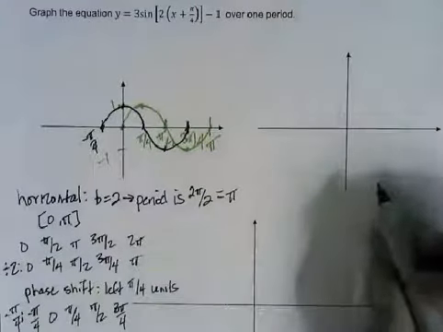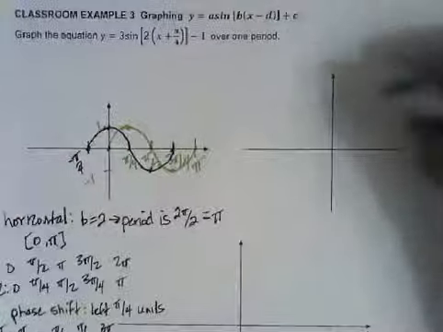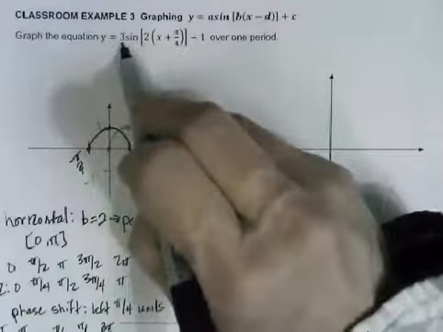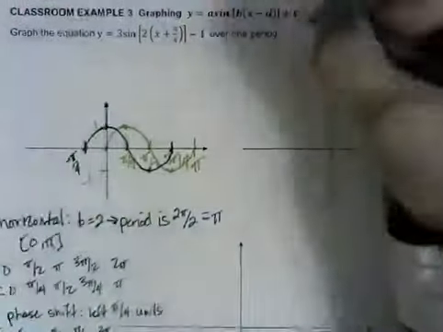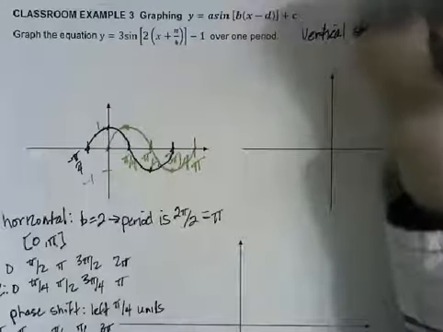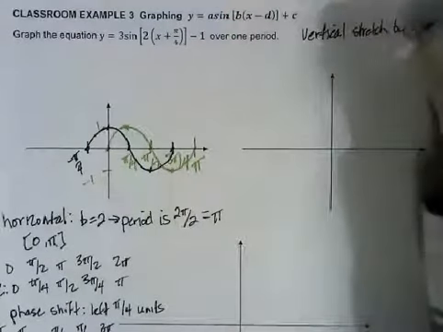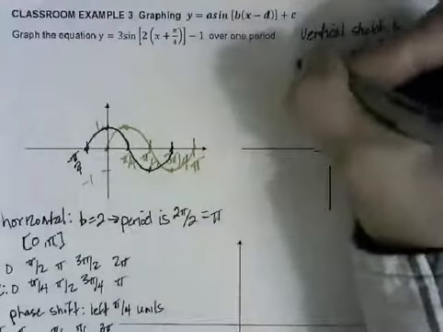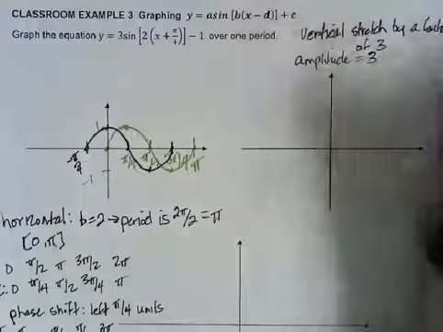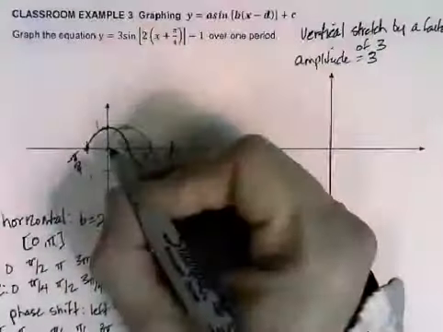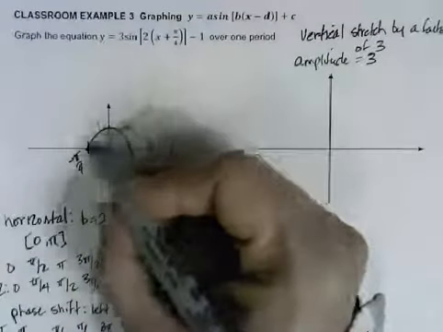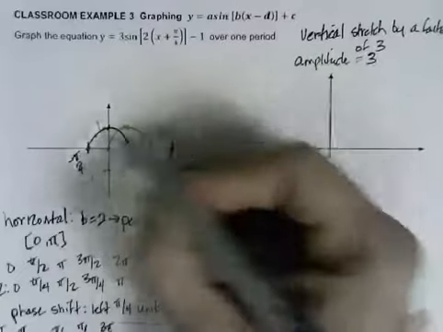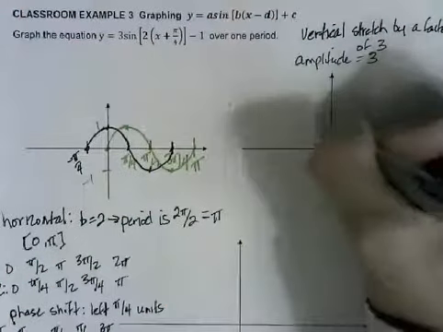Now I'm going to look at the vertical transformation. The first one that I'm going to look at is the vertical stretch. Since I've got a 3 multiplied on the outside of that, that's going to do a vertical stretch by a factor of 3. That means my amplitude is going to equal 3. This is going to affect only my y values. Basically, I'm going to take every y value that I had for these points and multiply it by 3.